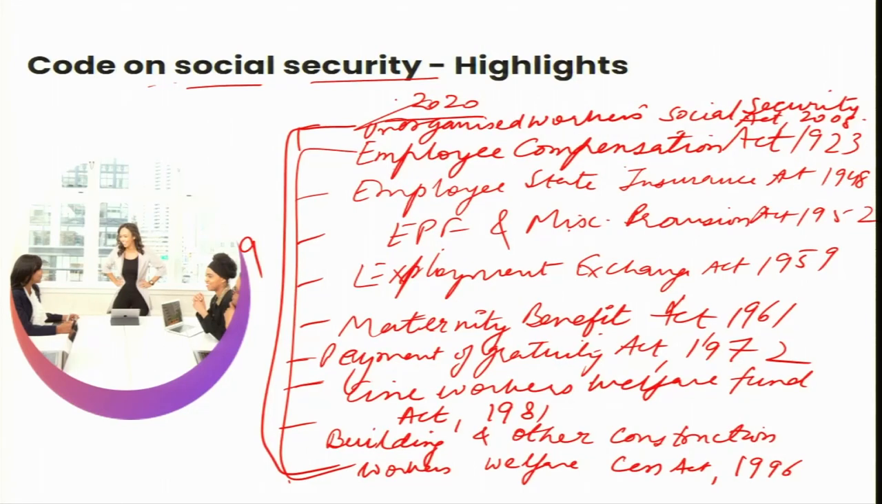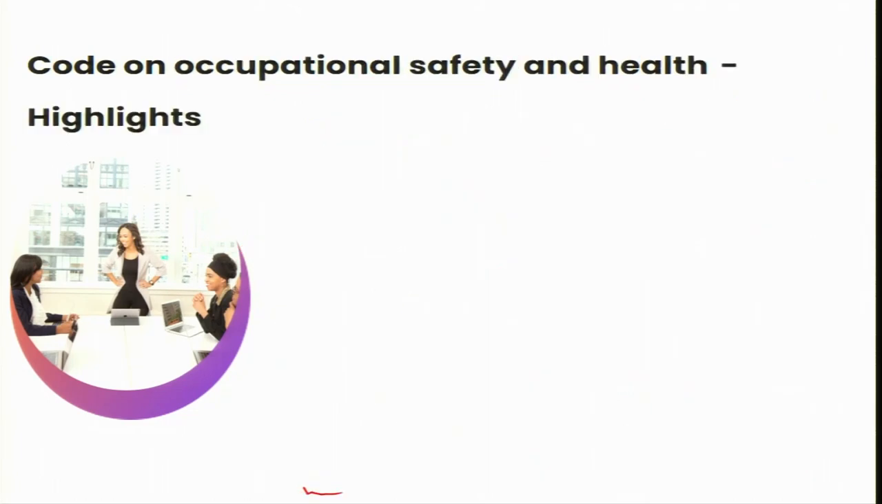Now, this was about the code on social security. We've talked about certain highlights of the code on social security, and also the various acts which have been put together to form this code. Now we'll talk about the code on occupational safety and health. This code is about the OSH code. It's called occupational safety, health and working conditions.